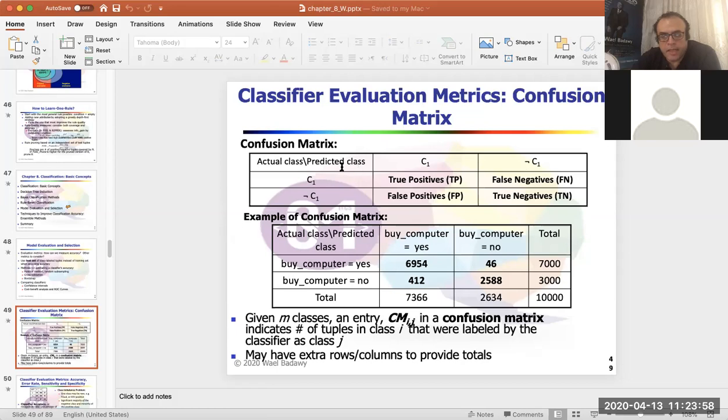If I say true positive, what does it mean? True means it's a true class, and positive means I predicted that it belongs to the true events or the true classes happening.